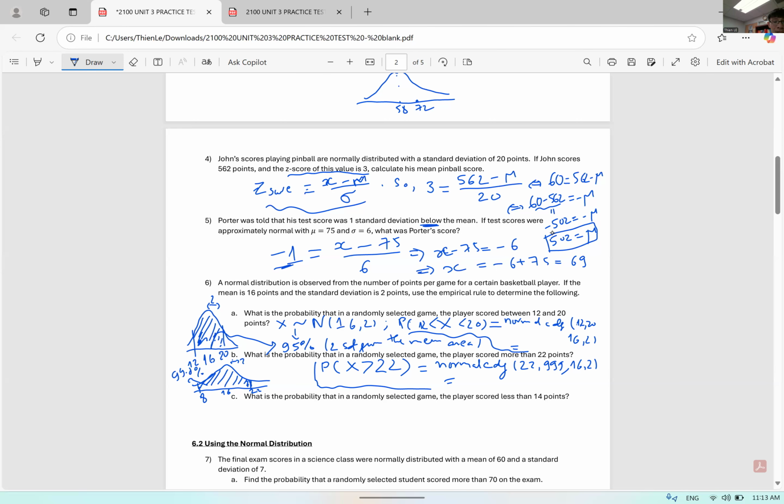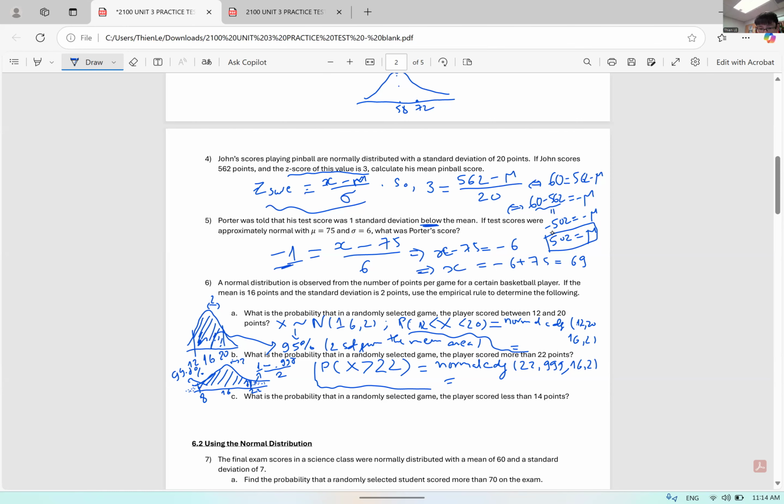99.7%. Because of the symmetric nature of the normal distribution, each tail will be half of the remaining. The remaining will be 1 subtract 99.7%, so each part will be half of that. So this will be 1 subtract 0.997, divided by 2, right? So if you don't want to use the normal CDF function, you can use this strategy. That works too, right?